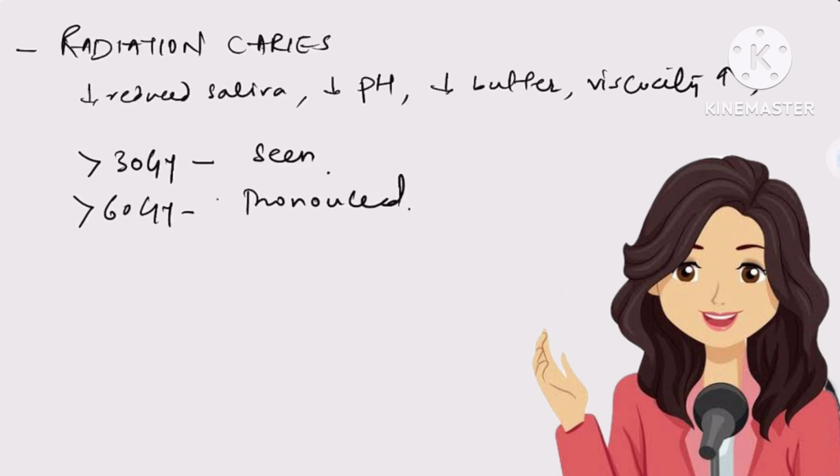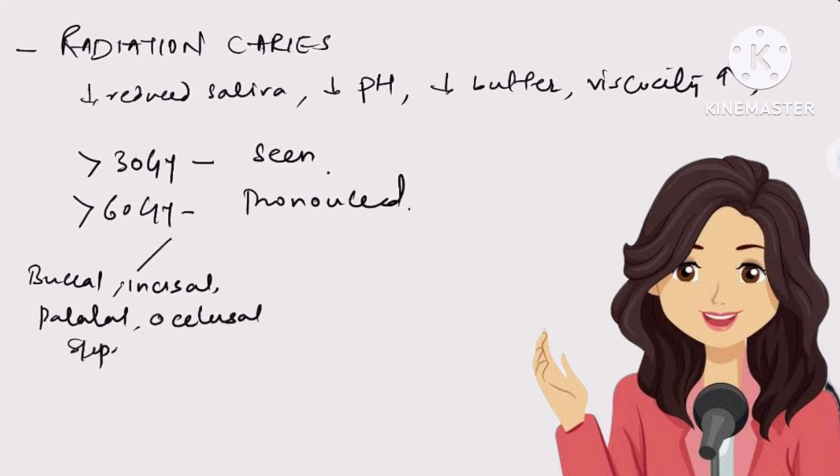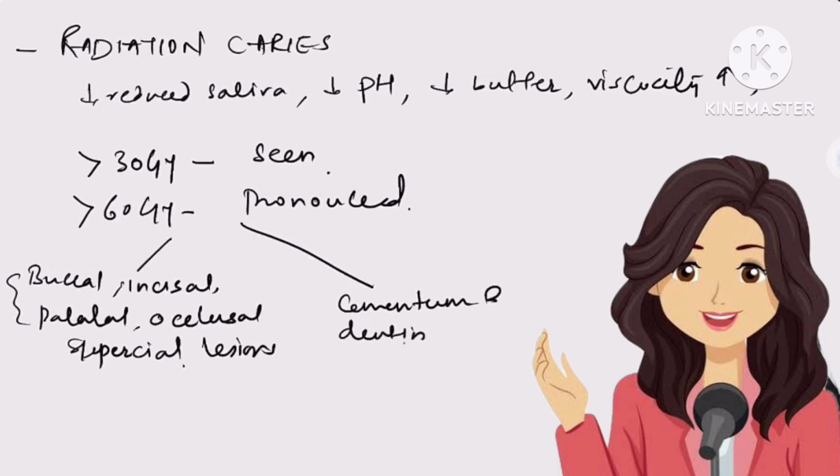Okay. Now there are three types of radiation caries that are seen. First, buccal, incisal, palatal, or occlusal. There are superficial lesions affecting these surfaces. You will be able to see. The second type that we have is the cementum and dentin in cervical region are affected. Okay. And then you see the apple core pattern.